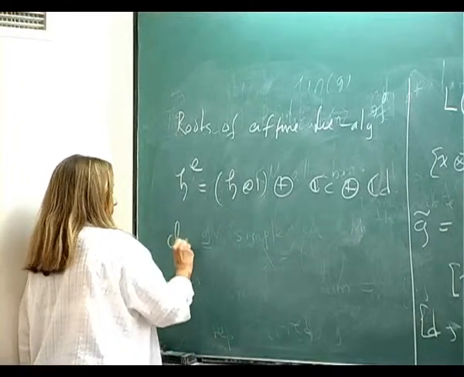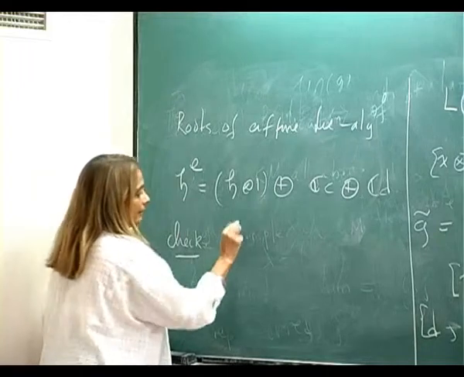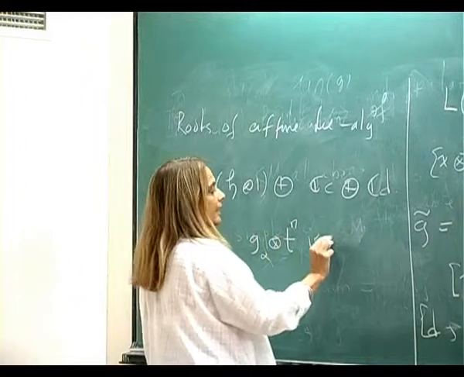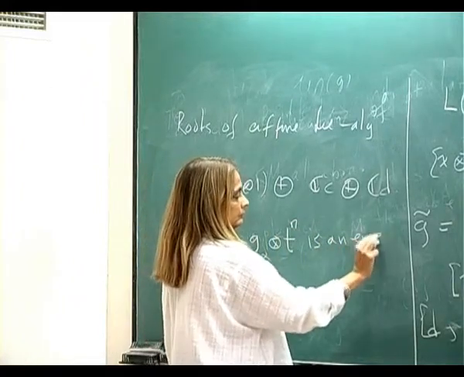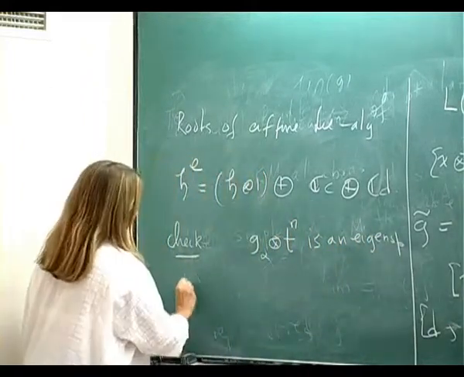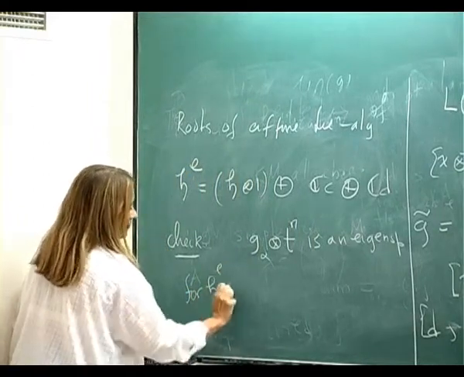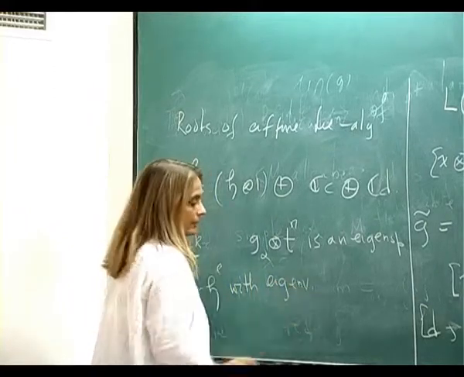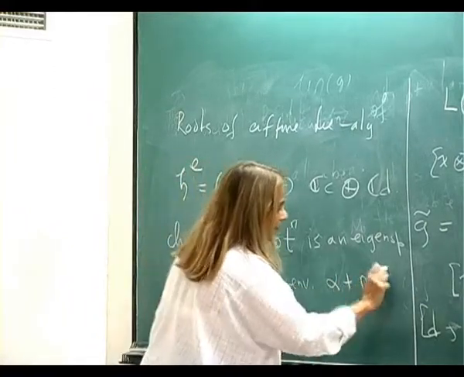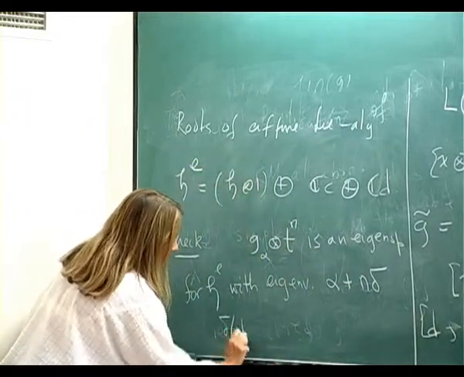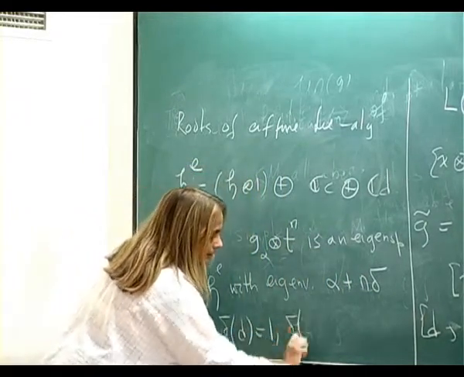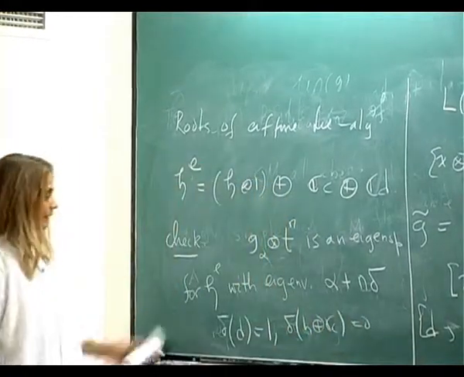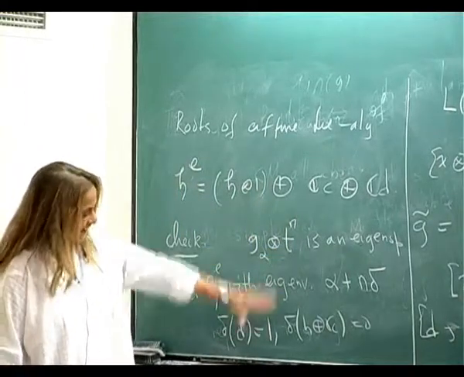So you can check that g alpha tensor t to the n is an eigenspace for h E with eigenvalue, I'll call it alpha plus n delta, where delta is 1 and delta on h and c is 0. So just take it for granted, just let me assume this.